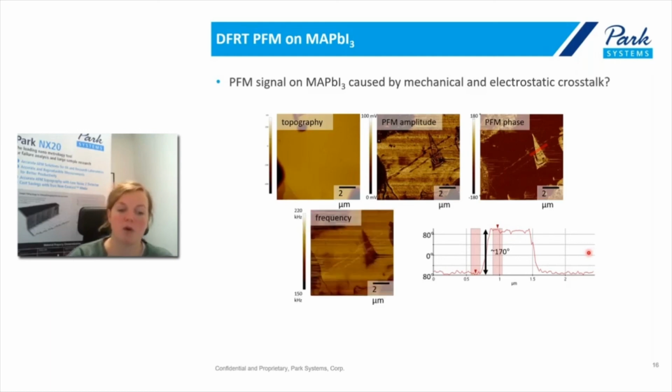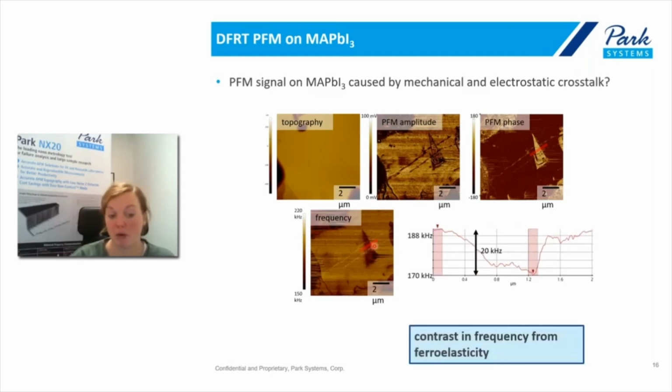So one might think that this is actually a ferroelectric domain. But then when we look at the frequency signal of our DFRT scan, we can see the same domain also in the frequency channel. And when we draw a line profile across this, we see that the contact resonance changes by 20 kilohertz as we go across this domain. So there is a significant change of the contact resonance once we are on this domain. And this leads to our conclusion that there is definitely a very strong mechanical interaction and a very strong mechanical crosstalk in the PFM measurements.